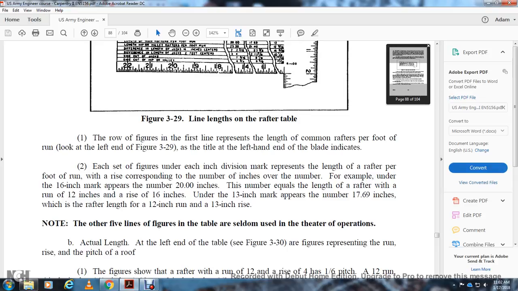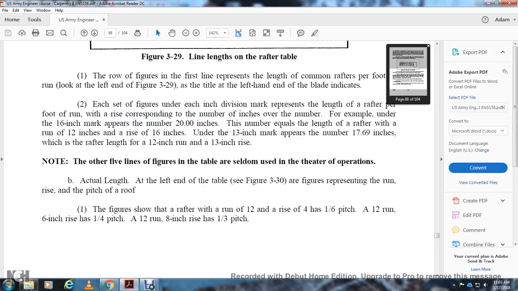The rise corresponding number in inches is over the number. For example, the 16 inch mark appears with the number 20 inches, which equals the length of the rafter for a run of 12 inches and a rise of 16 inches. Under the 13 inch mark appears the number 17.69 inches, which refers to the length of the 12 inch run and the 13 inch rise. Other lines of figures in the table are seldom used for this operation.